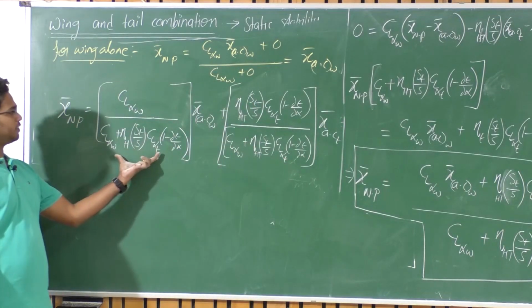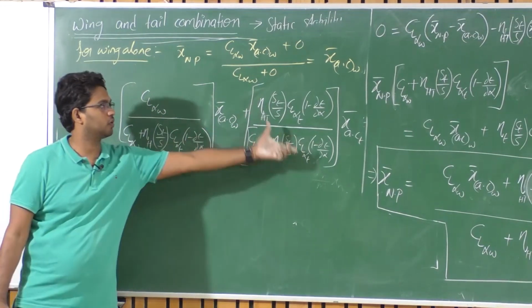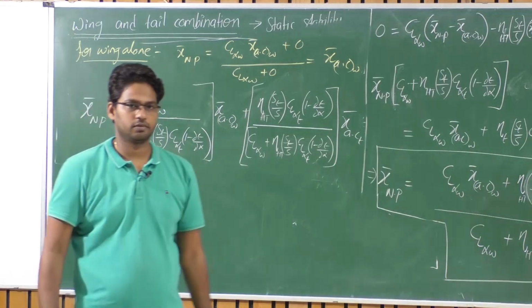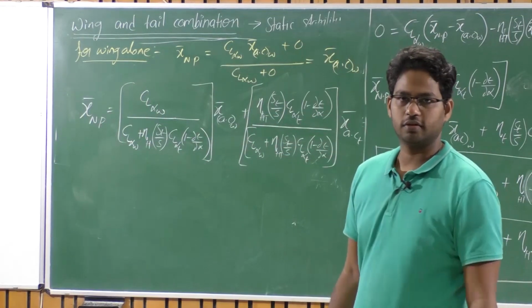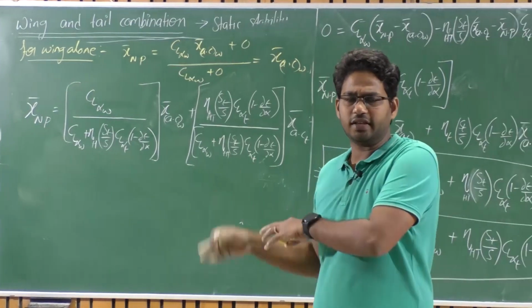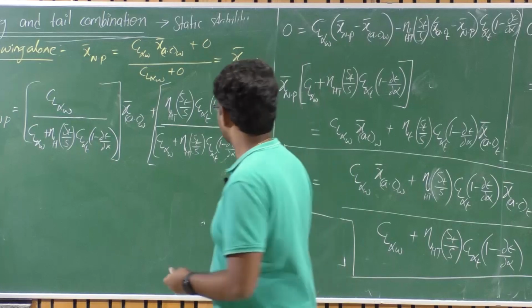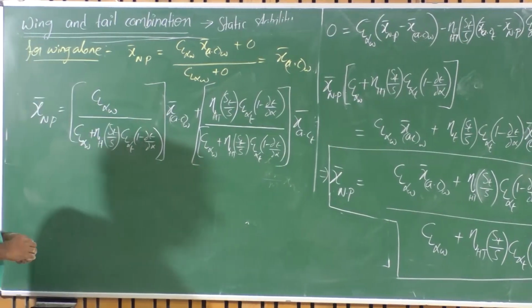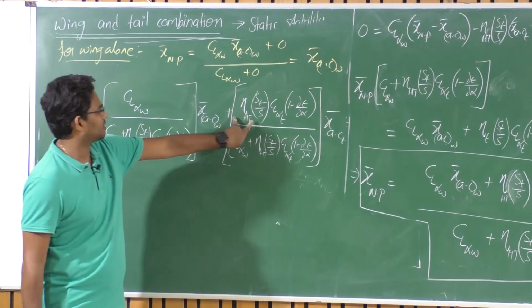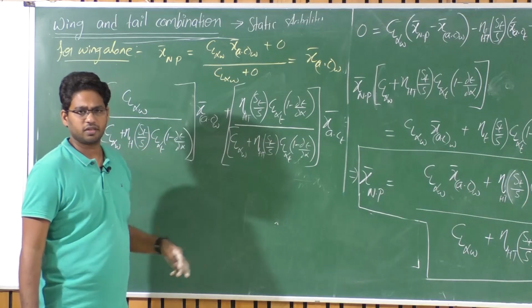So the neutral point is the weighted average of the lift curve slope of the wing and the lift curve slope of the tail. Do you accept this? Do you appreciate that? So let's understand it in a bit more detail. I think you are not happy with this. What exactly are these terms? They are disturbing a bit, isn't it?